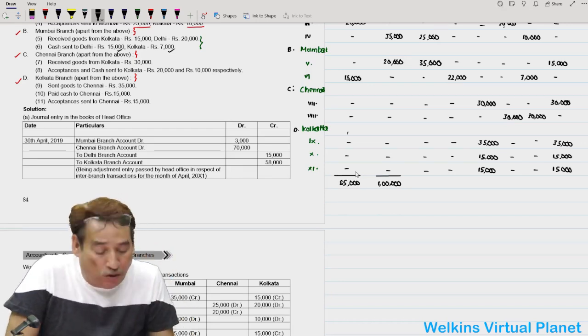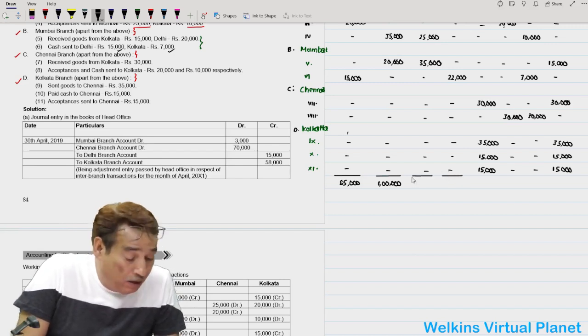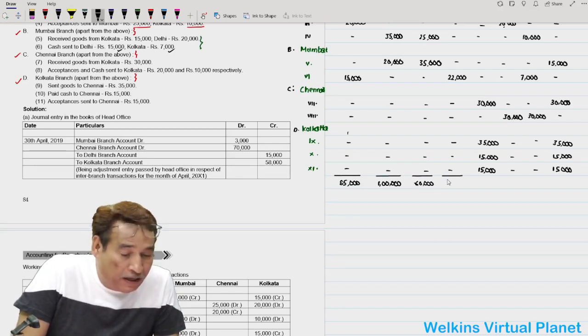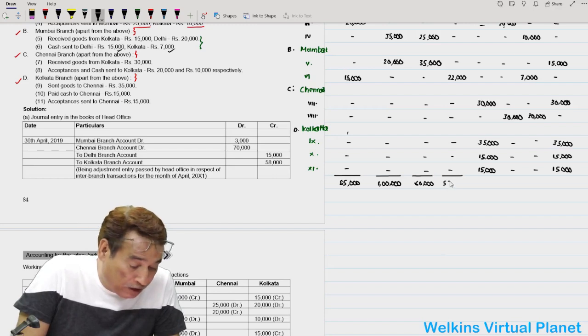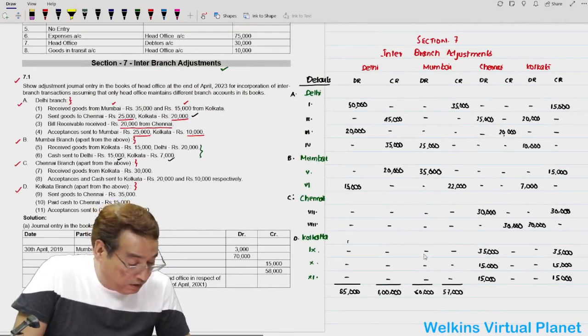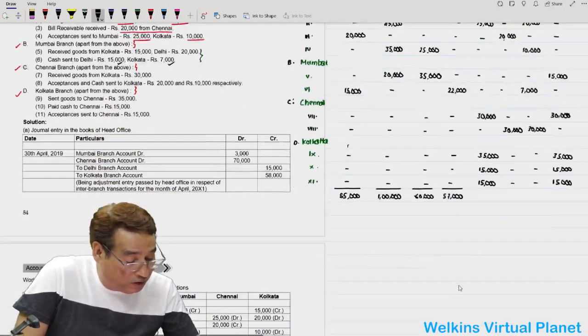Is it clear to you or not? Similarly, I will now tally Mumbai branch account. If you tally the Mumbai branch account, you will find that debit side total is more, 60,000, and credit side total is 57,000. See, this is Mumbai branch, debit side total is 60,000, credit side total is 57,000.